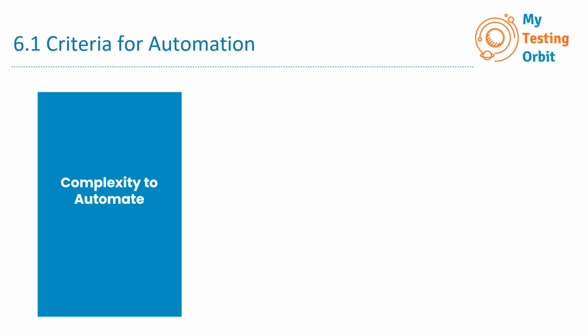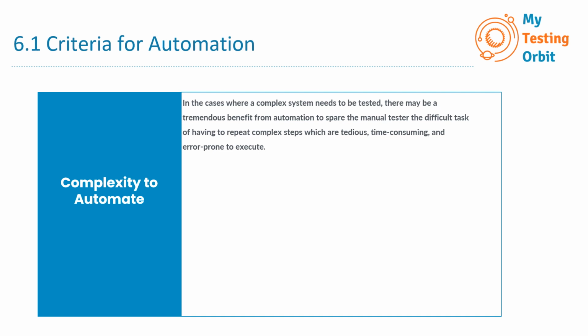Complexity to automate. In the cases where a complex system needs to be tested, there may be a tremendous benefit from automation to spare the manual tester the difficult task of having to repeat complex steps which are tedious, time-consuming, and error-prone to execute. Let's say that you have to test a huge complex machine with many parts.